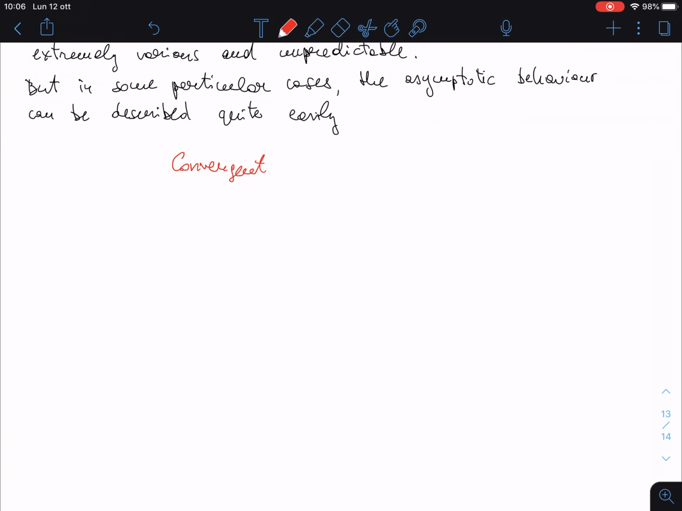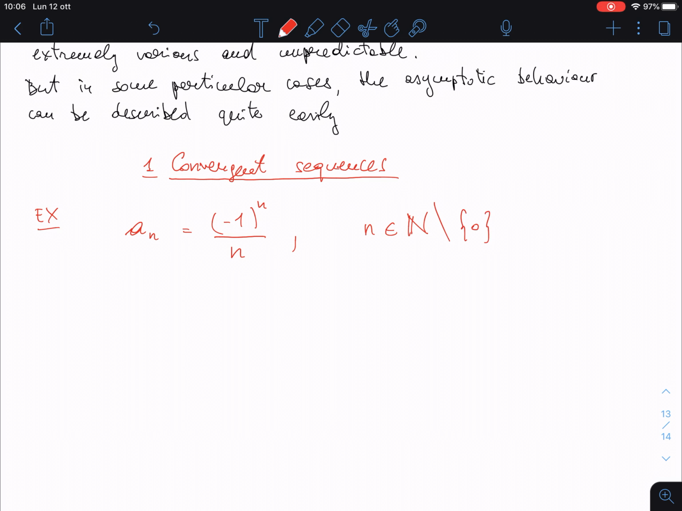So, hello, we started talking about the peculiar behaviors of sequences, simple behavior of sequences. And the first is probably the most well known, namely convergent sequences. So, what does it mean, convergent sequence? Let us start by an example, and the example can be taken as the following. an, our sequence, is minus 1 to the nth power divided by n, with n belonging to the set of naturals with the exclusion of the zero.